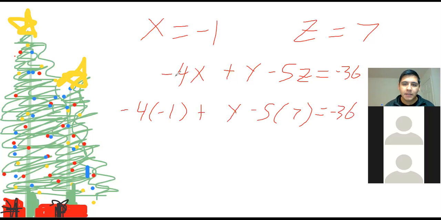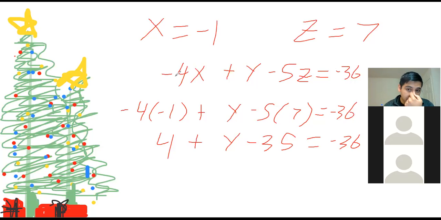Okay. So now it becomes a little bit easier, right? It's just -4 times -1, which is +4. And then -5 times 7, which is 48. Actually 35. 35, yeah, negative. Right. Okay, so we can combine our like terms there. That's 4 minus 35. Oh, sorry. So y minus 31.